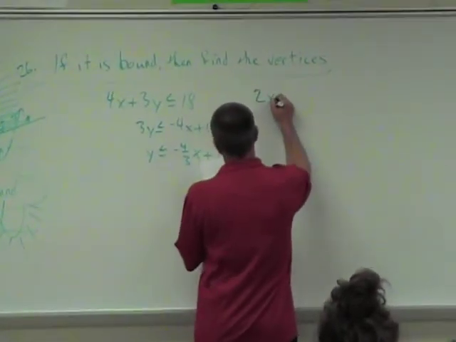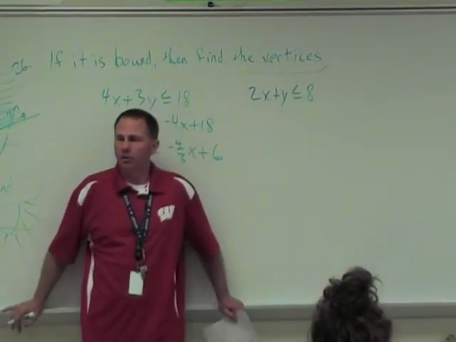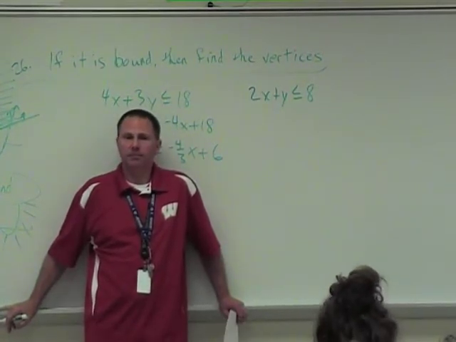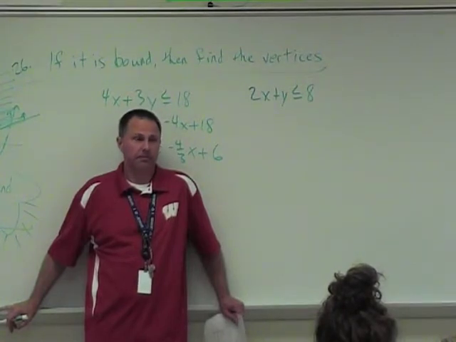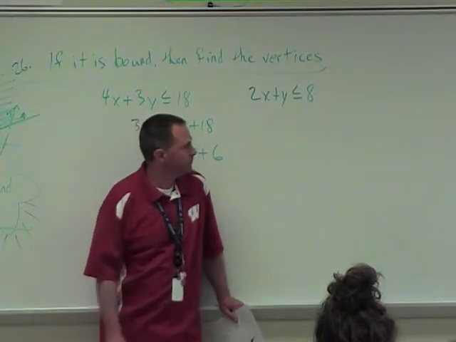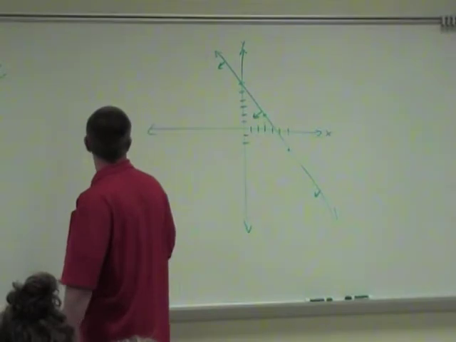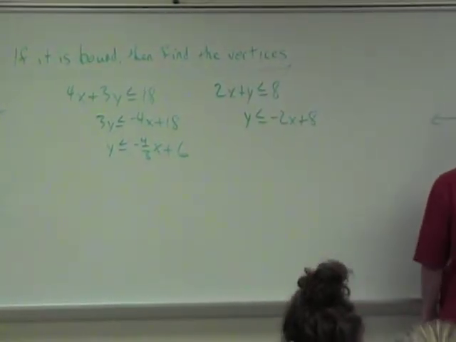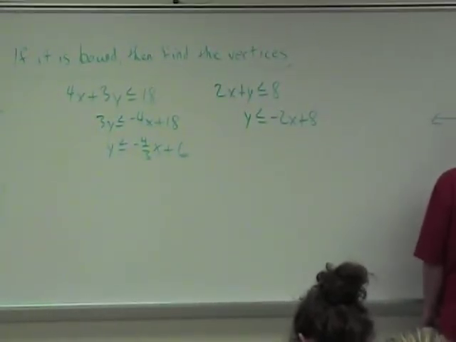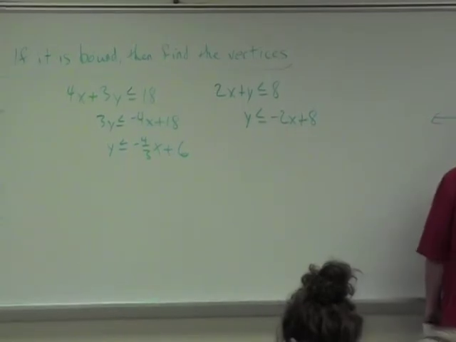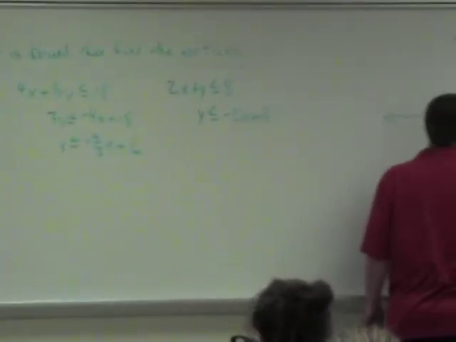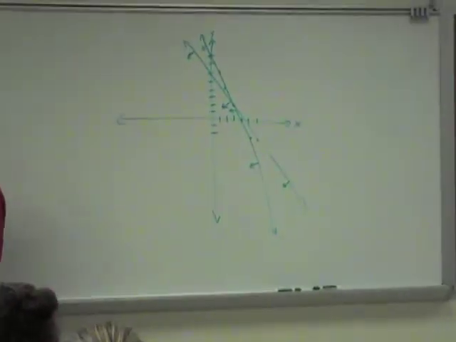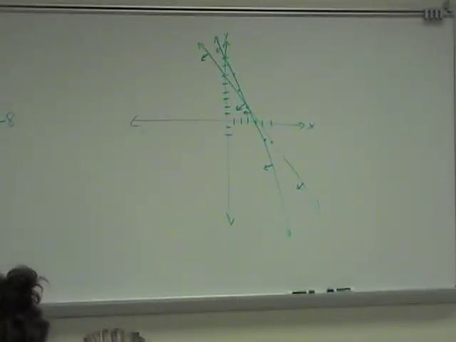Here's the next inequality. This is part of your system. 2x plus y is less than or equal to 8. Is that a linear inequality or a parabolic inequality? Linear. Please graph it on the same graph, and just draw arrows for your shading. What happens if you multiply or divide by a negative? Your inequality changes direction. We haven't done that, I'm just making sure you know that.